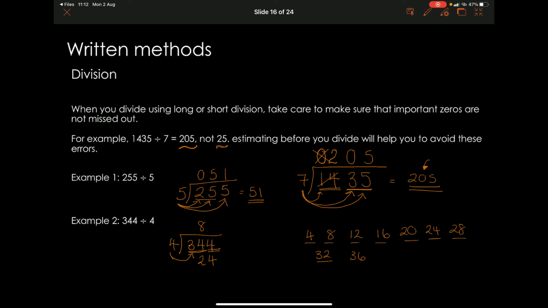So now I'm just going to say how many 4s go into 24, and that's 1, 2, 3, 4, 5, 6. So that goes there. So my answer for that one is 86. Okay. Again, I'm going to leave some worksheets on your platform so you can have a go at these if you need some practice.